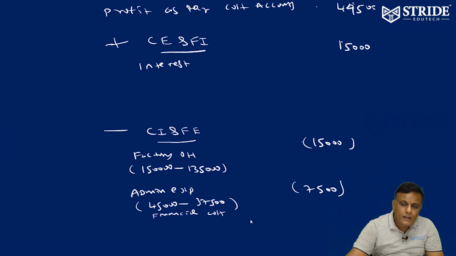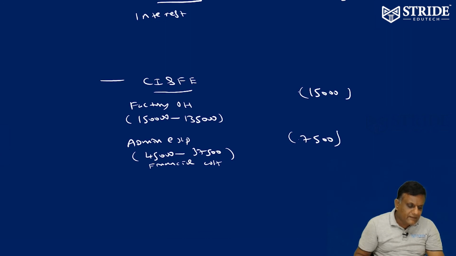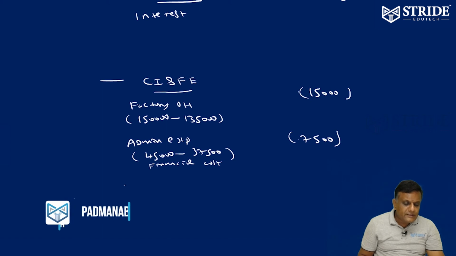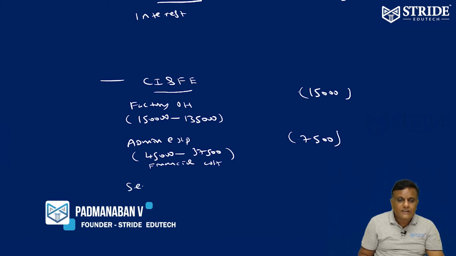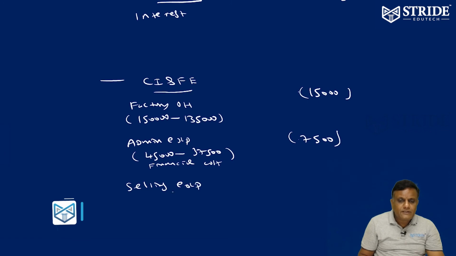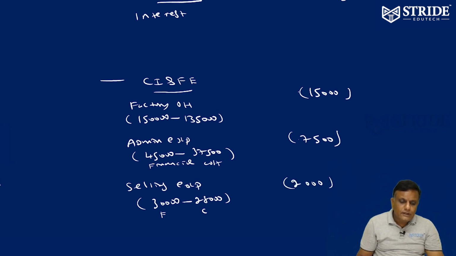Right. Next one, we will see selling and distribution overheads. Selling and distribution as per cost 28,000. As per financial 30,000. 2,000 extra in financial. So selling distribution expenses as per financial 30,000, as per cost 28,000. Again under absorption of 2,000. Right. Rest of the incomes we compared.